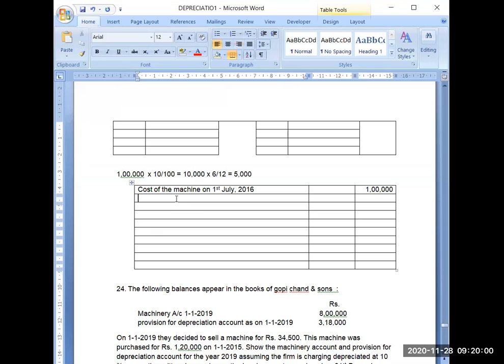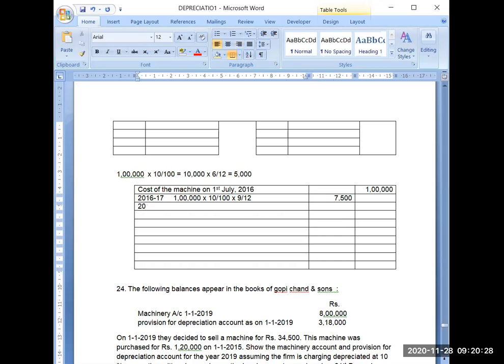So for the year 16-17, the depreciation would have been 1 lakh multiplied by 10 upon 100 and multiplied by the time, which will be 9 months, 9 upon 12. So that's why it will be 10,000 into 3 upon 4. So it will be 7,500.